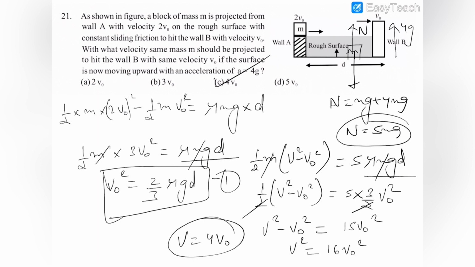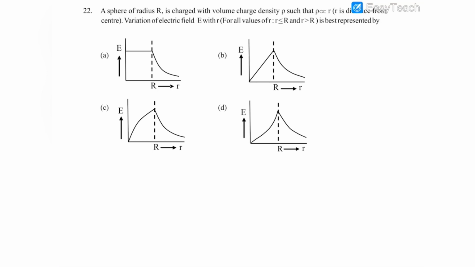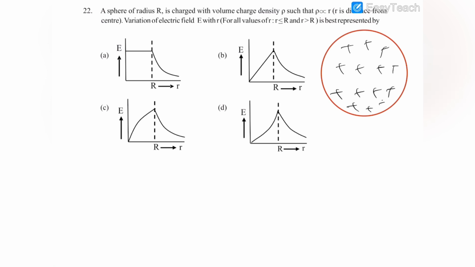Now we move on to the next question. In this question you can see that there is a sphere whose volume charge density is variable, and its volume charge density rho is equal to kr, where k is some constant. Let's suppose it is cr, where c is some constant. It is given that rho is proportional to r, where r is the distance from the center. Now we have to find out the variation of electric field with the distance r.